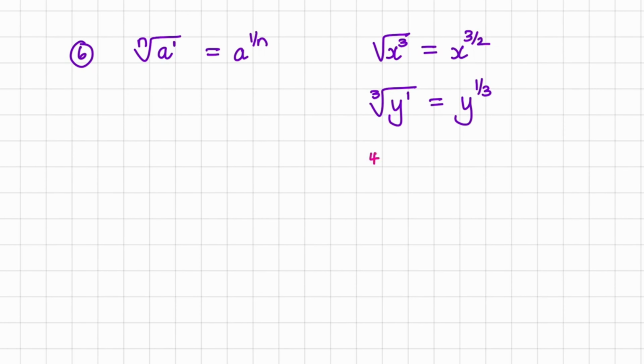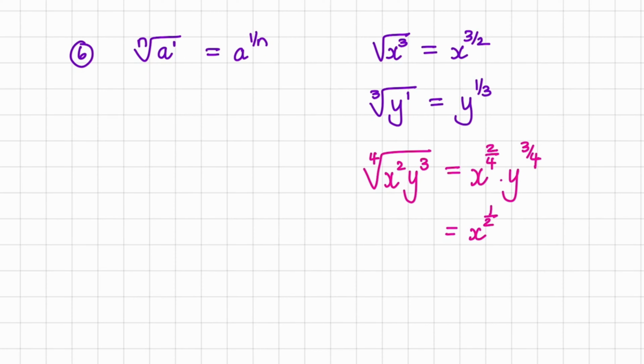So let's say, for example, we have the root form of 4, and we have x squared and y to the power of 3. So if I want to remove the root, this can become x to the power of 2 over 4 times y to the power of 3 over 4. And I can simplify the exponent of x. So that becomes x to the power of a half times y to the power of 3 over 4. But notice that I divided the exponent on the inside by the root form on the outside.